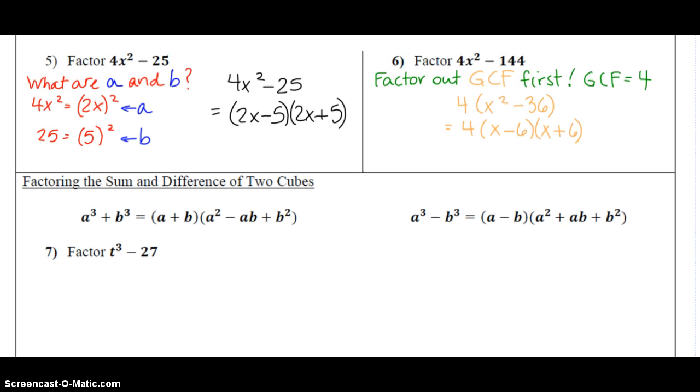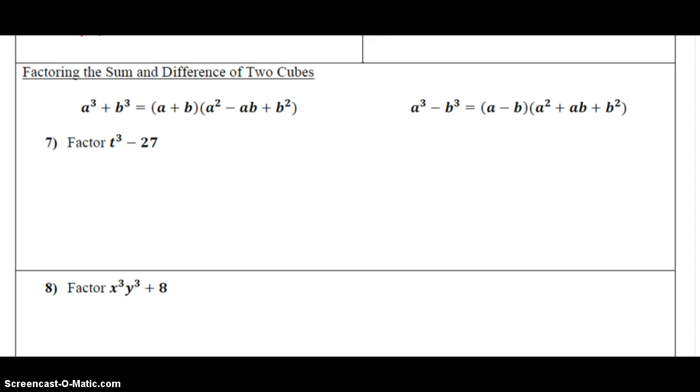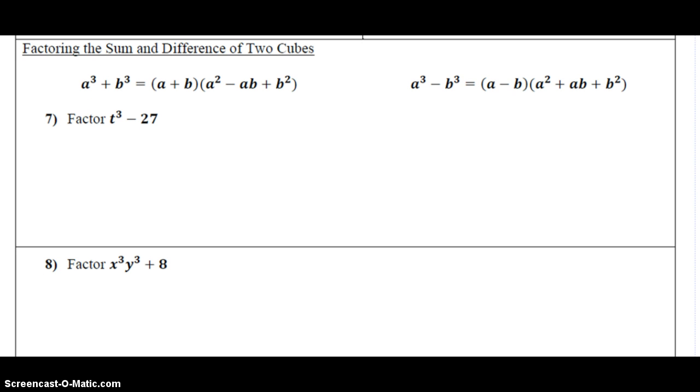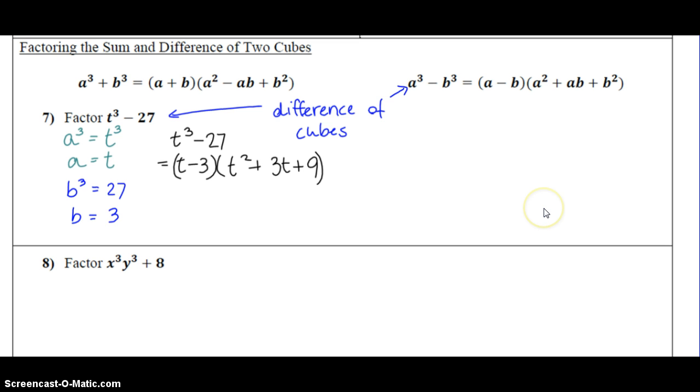All right, let's take a look at factoring the sum and difference of two cubes. Once again, we have a pattern to follow. Identify a and identify b, and then show the difference of cubes in number 7 and the sum of cubes factored in number 8. Turn the video back on when you're ready to check your answer. How did you do following the pattern of the difference of cubes?